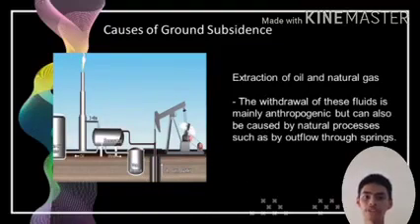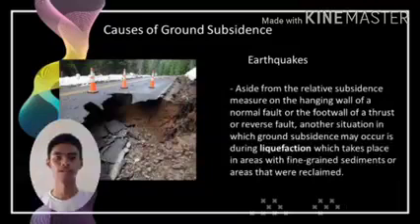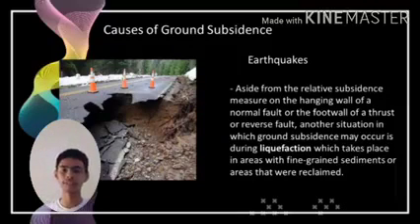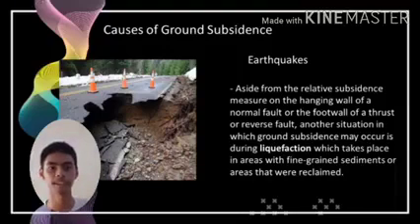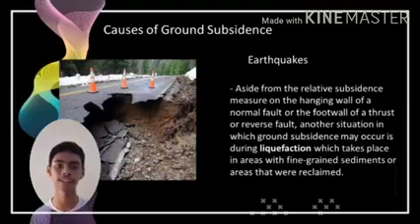Third, extraction of oil and natural gas. The withdrawal of these fluids is mainly anthropogenic, or in other words, human activities, but can also be caused by natural processes such as outflow through springs. Fourth, earthquakes. Aside from the relative subsidence measured on the hanging wall of a normal fault or the footwall of a thrust or reverse fault, another situation in which ground subsidence may occur is during liquefaction, which takes place in areas with fine-grained sediments or areas that were reclaimed.